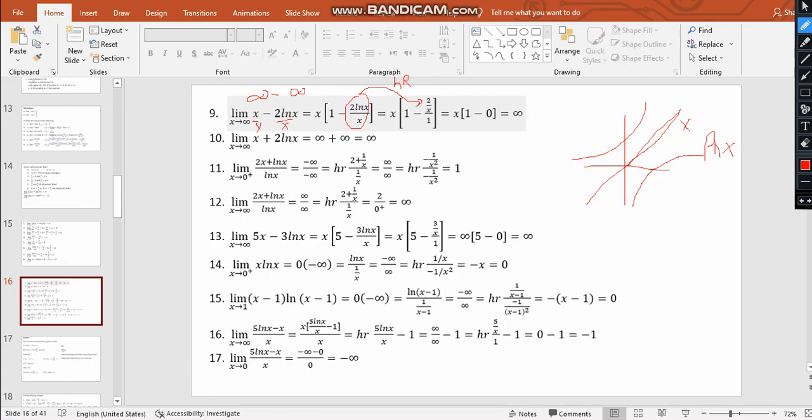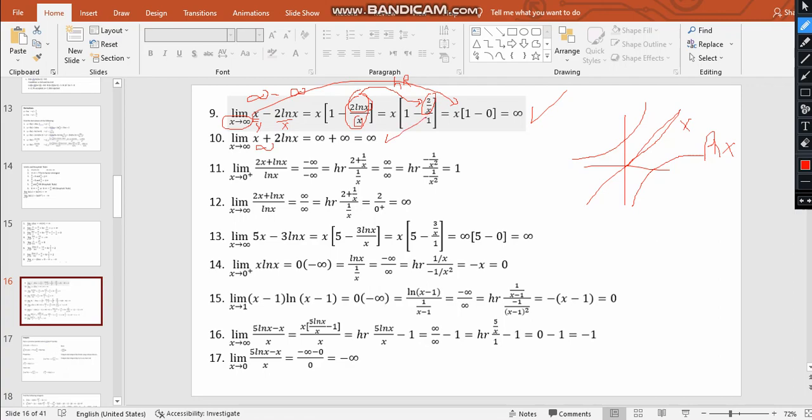So it's x times 1. If you do derivative of 2 ln x it is 2 over x, derivative of x is 1, a number over infinity is 0, so you have x times (1 minus 0), and limit as x tends to infinity, here it will be infinity. Here you have infinity plus infinity is infinity.